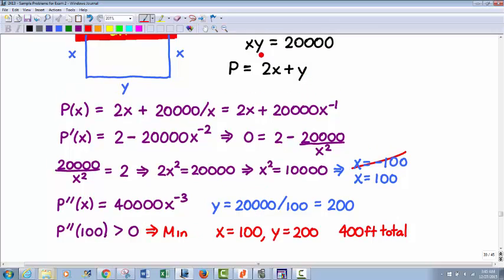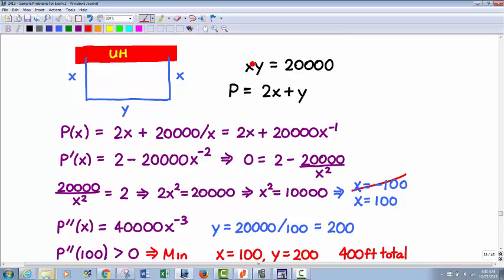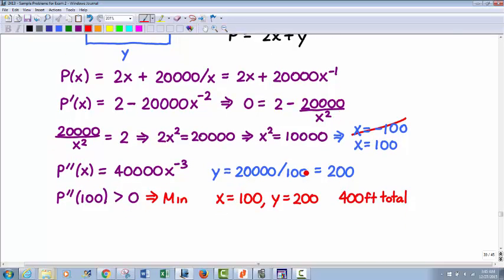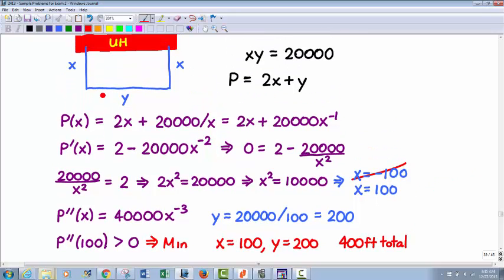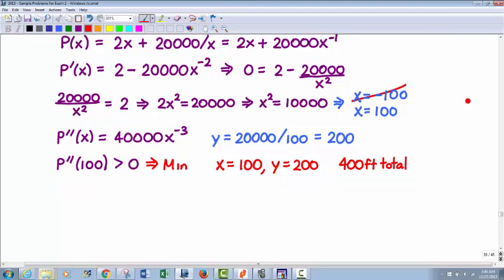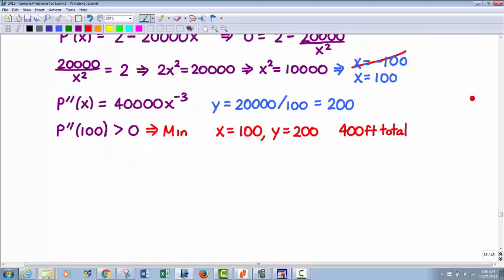So y up here is, if x times y is 20,000, y is 20,000 divided by x. So 20,000 divided by 100 is 200. Therefore x would be 100, y would be 200. So the long side is 200, and 100 on each short side. So the smallest amount of fencing that we can use to get our 20,000 square feet is 400 feet of total fencing. That saves us how much we have to pay in fencing costs.